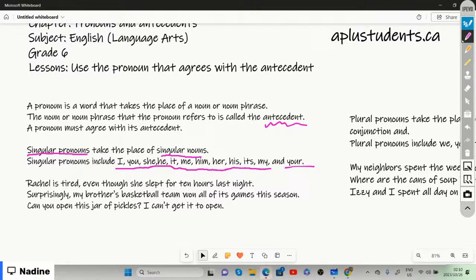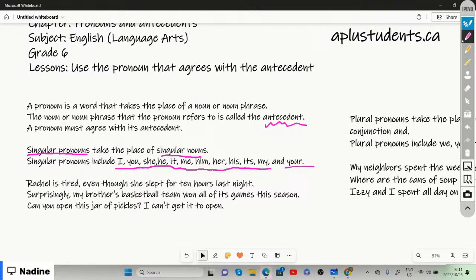Like I say, instead of saying the person's name, we can say she. Instead of the male's name, we say he. Instead of the animal's name, we say it. For example, him, her, and so on. So those are examples of the singular pronouns.